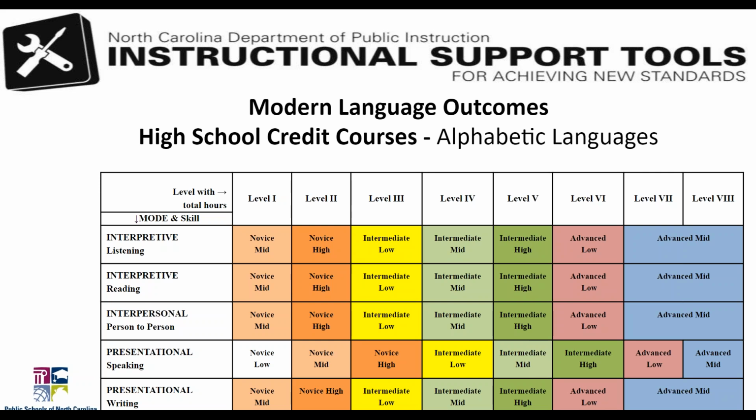Notice how this builds over time. So at the end of level 1, for example, most students are at the novice mid proficiency, with the exception of their skills in presentational speaking, because it takes a little bit longer to develop those. Notice that pattern follows throughout. As students progress through the levels of instruction, they get higher and higher levels of proficiency until they reach the upper levels, where we start to see some overlap, like in levels 7 through 8.